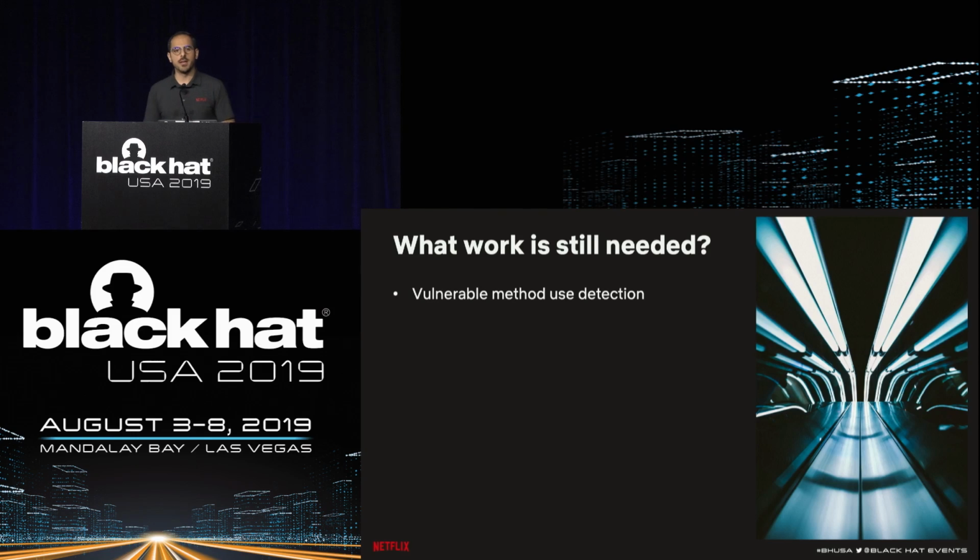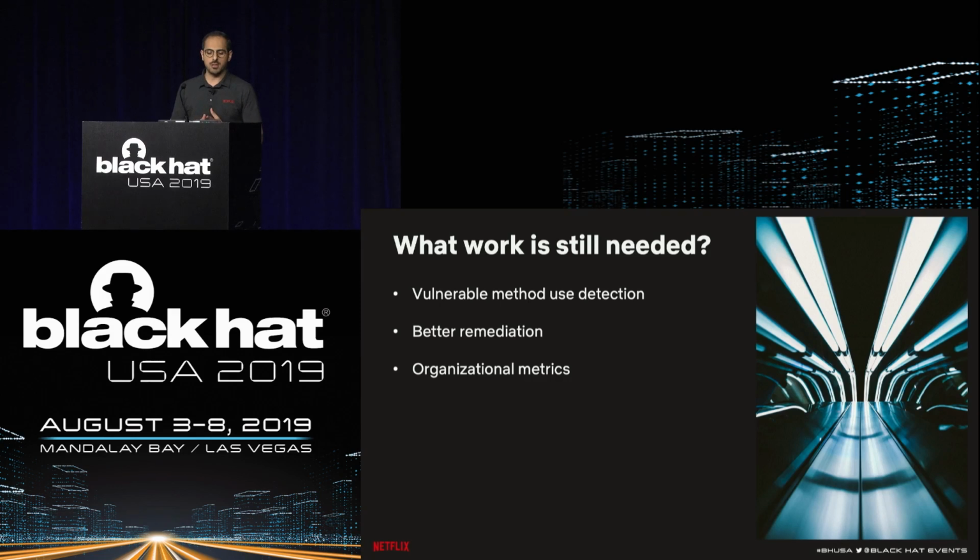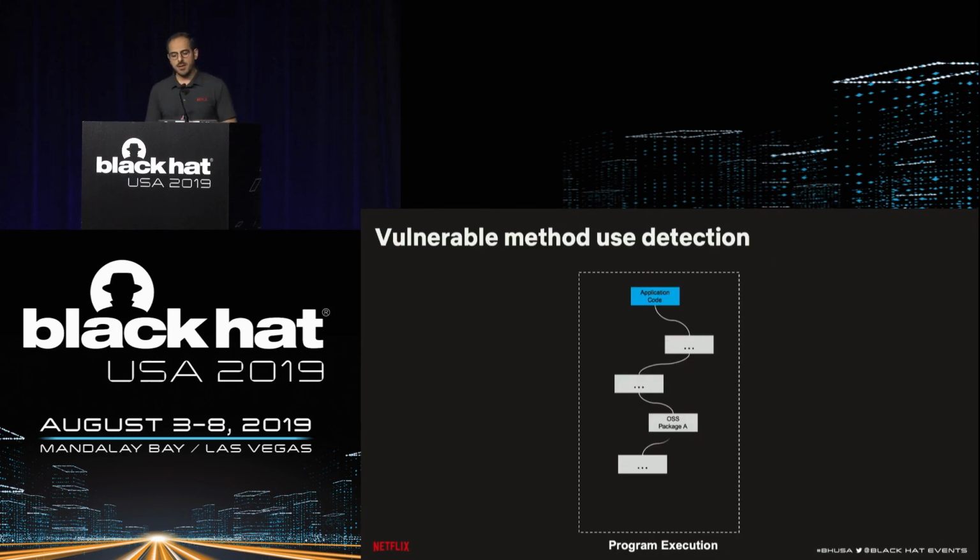So what work is still needed for us to finish this project? Well, we're still working on figuring out vulnerable method use detection, we also need better remediation, and we want to provide some organizational metrics. The idea behind vulnerable method use detection is, given a particular application or code, and given that you know the vulnerable method upfront, can we tell if that vulnerable method is ever executed? That would give us a really strong signal if we need to take immediate action on a specific application to remediate.